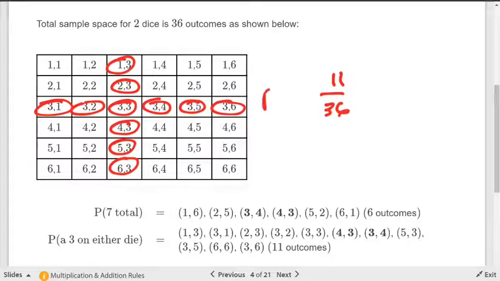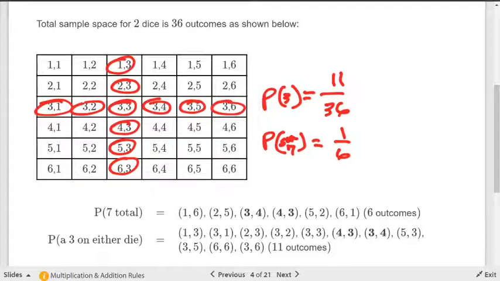So the first one we got, when we did it with the sample space, the probability was 11 out of 36. When we did it by the math, the multiplication rule, the probability was what? Okay, so those are our probabilities. Those are the 2 probabilities we're going to use: the probability of a sum of 7, and the probability of a 3 on either die.